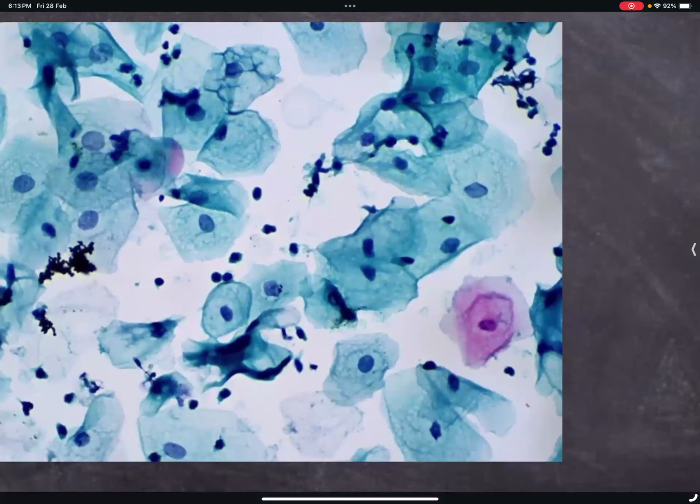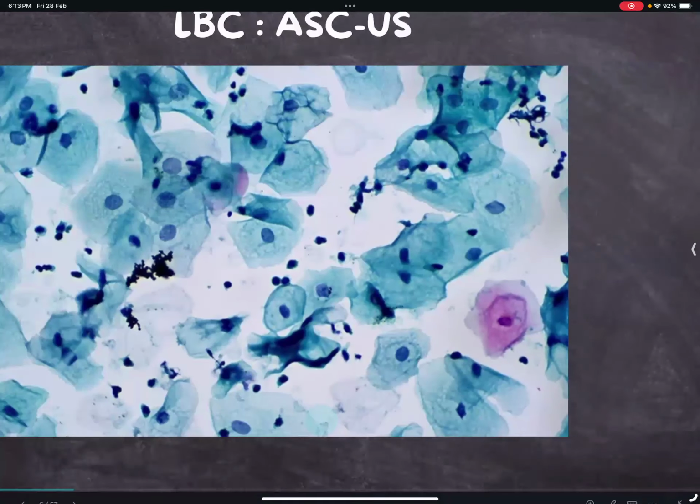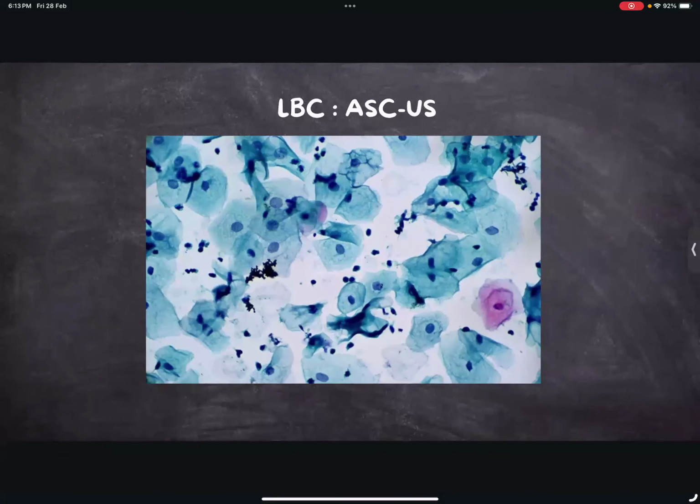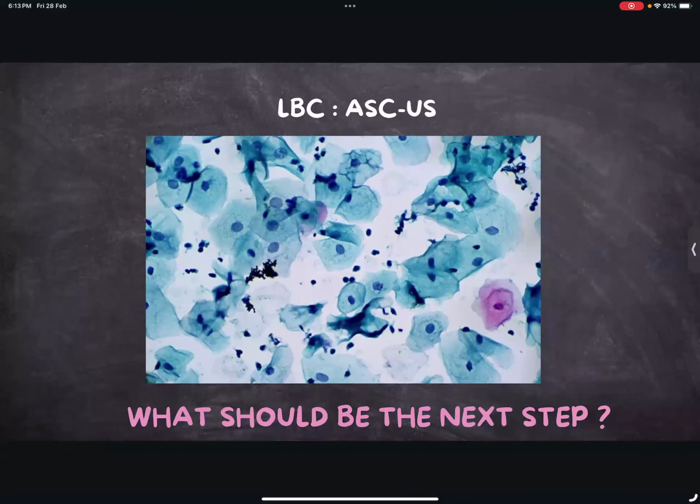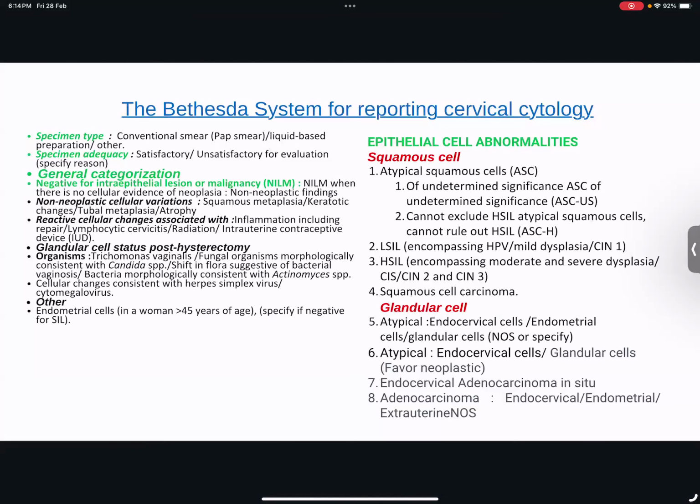Next slide. So this is the case of ASCUS. So what should be the next step in this case? We would like to discuss with our clinical experts. So, Pratibha or Dipanvita, any one of you can take this.